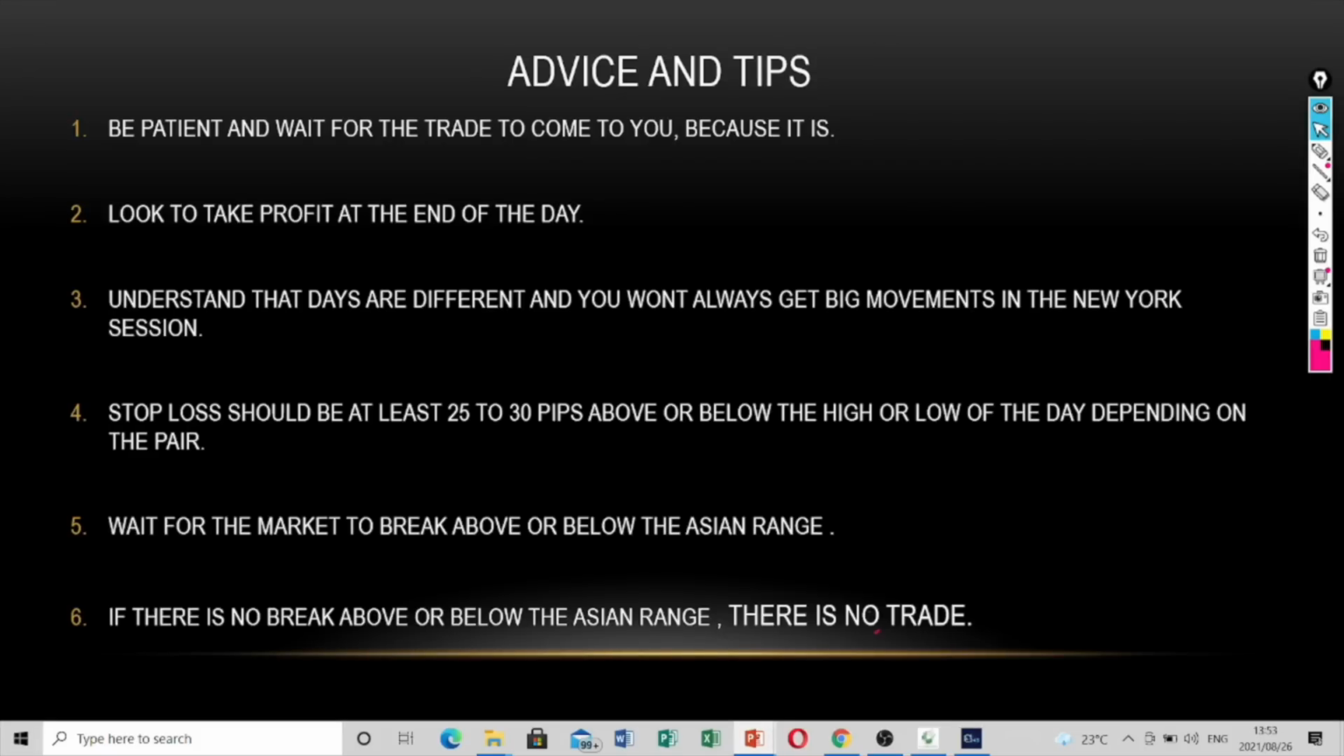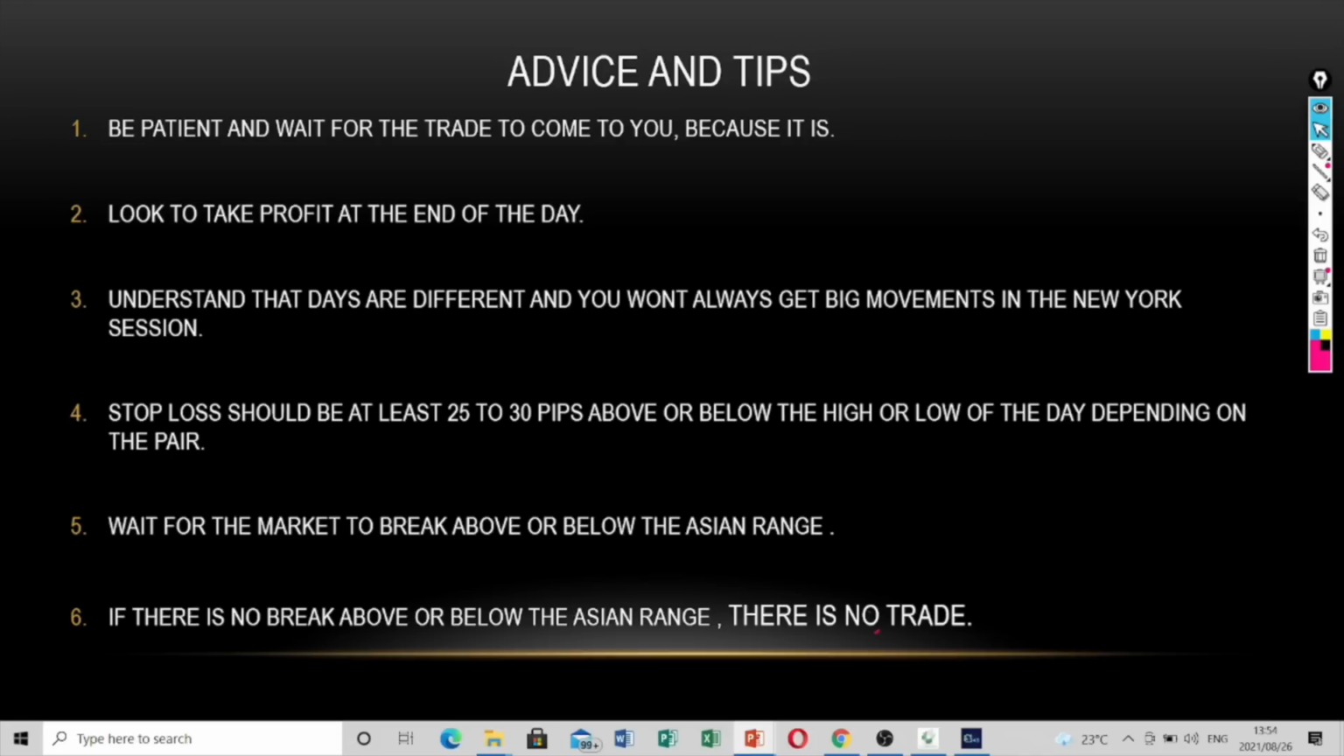Now, like I said, stop loss is 25 to 30 pips above or below the high or low of the day, depending on the pair. Now, again, tip 5 says, wait for the market to break above or below the Asian range. Tip 6, number important. If there's no break above or below the Asian range, there is no trade.